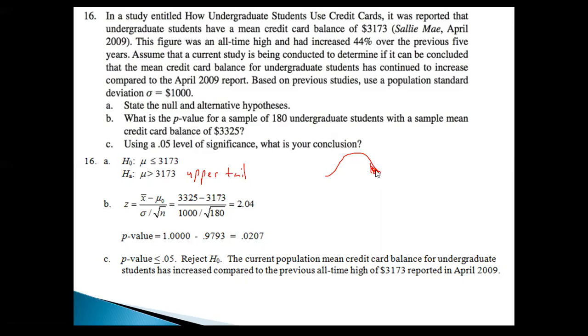And since we want the upper tail test, that 0.9793 is the area over here, and we want the area up here, so we have to take 1 minus that, and that's going to be 0.0207. Now, since we're using a 0.05 level of significance, and our p-value is less than that 0.05, we're going to reject H0. So that means the current population mean credit card balance for undergraduate students has increased compared to the previous all-time high of 3,173 reported in April 2009.